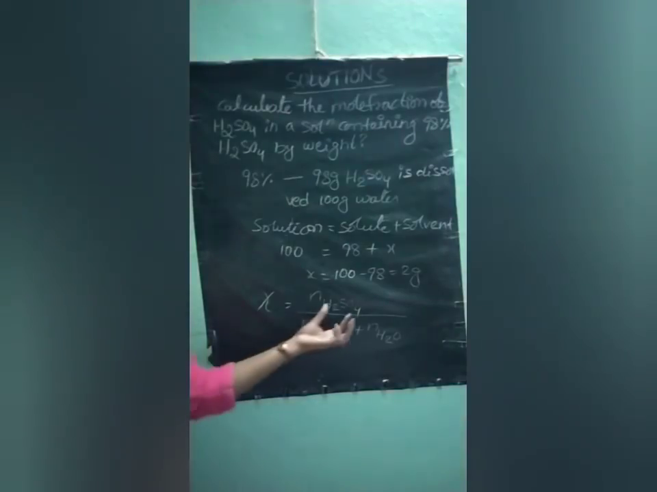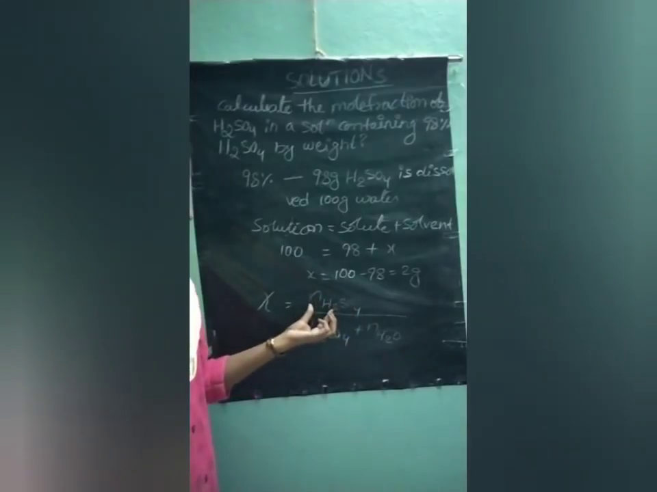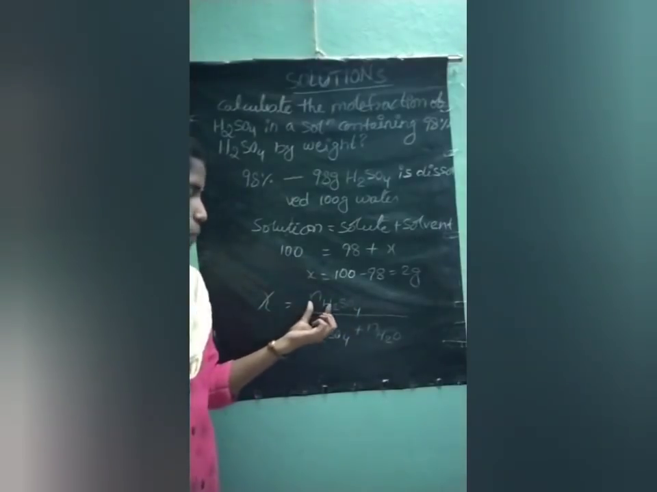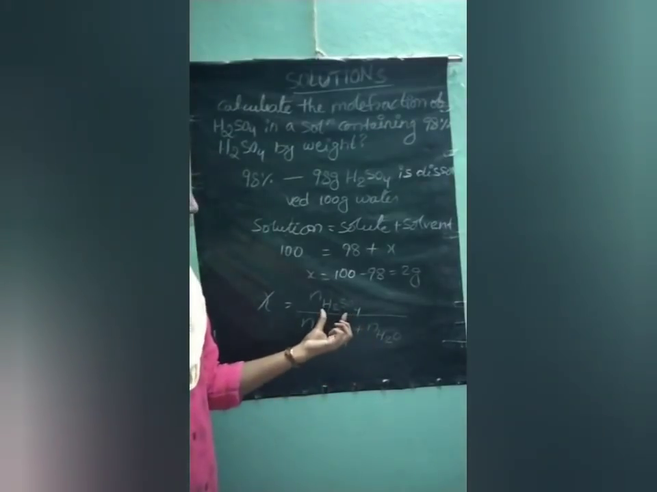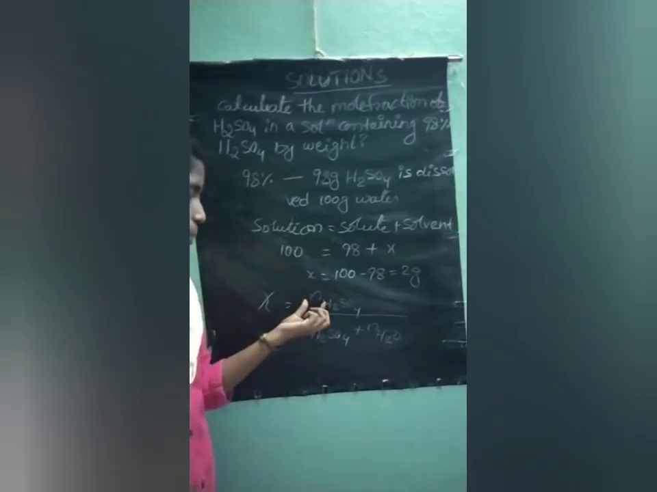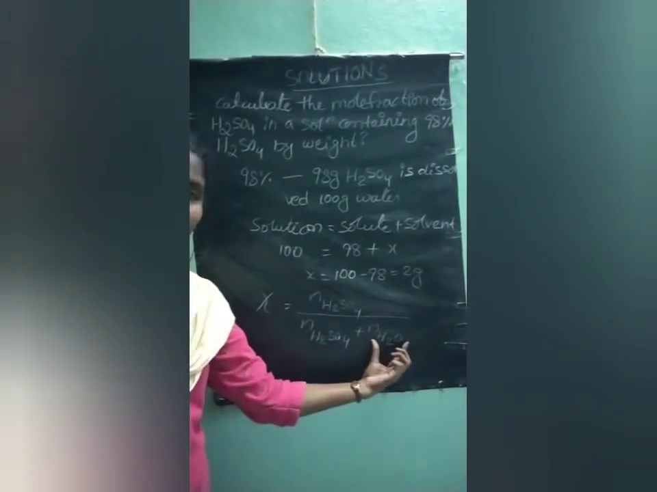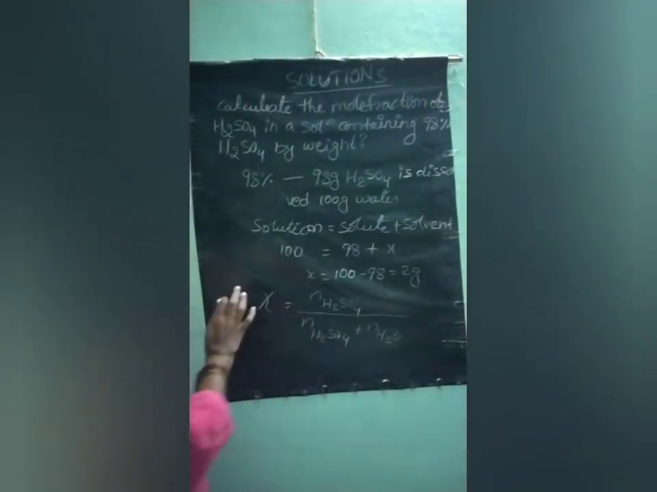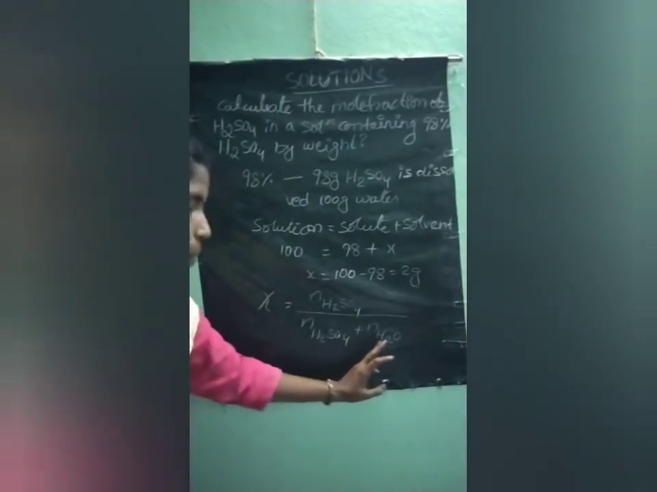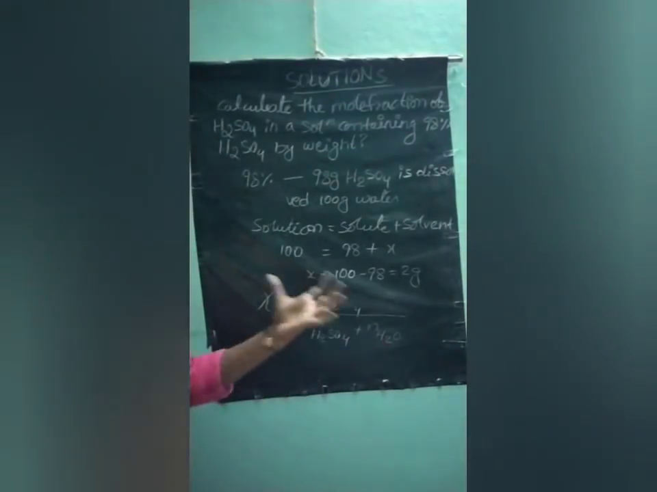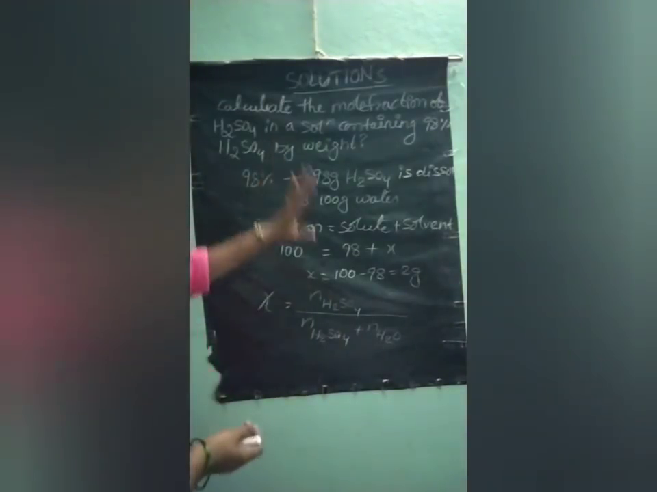Here two components are there. One is sulfuric acid and the second one is water. So according to the definition of the mole fraction, it is the number of moles of one component by the total number of moles of all components. So here, one component is sulfuric acid, that is the number of moles of sulfuric acid by the total number of moles of sulfuric acid and water. We don't know the number of moles of sulfuric acid and the number of moles of water, so first find out those. First write down.